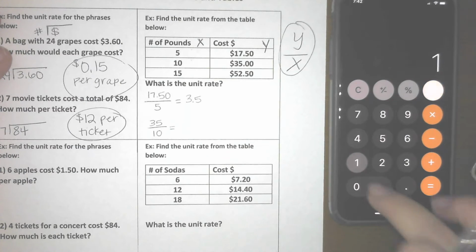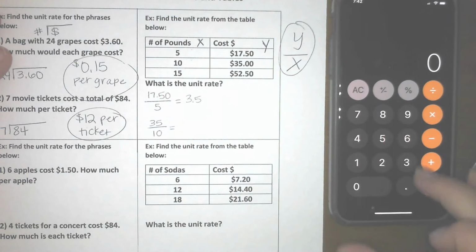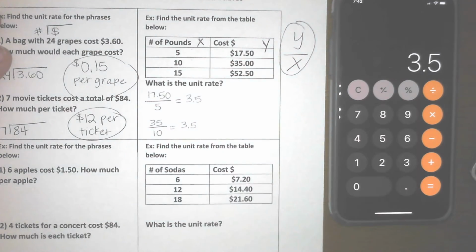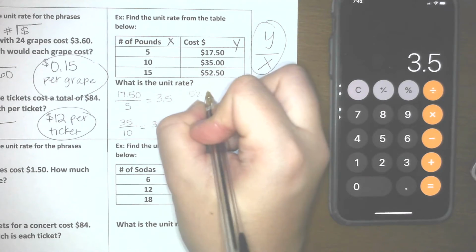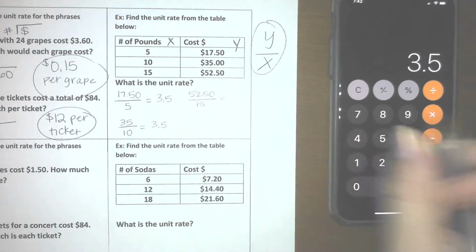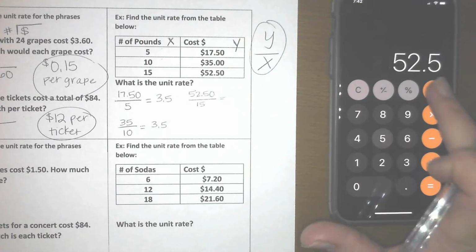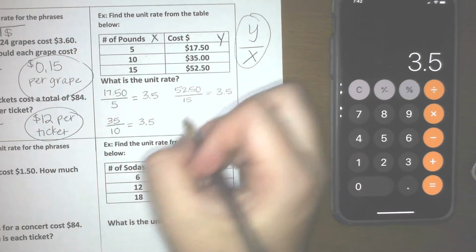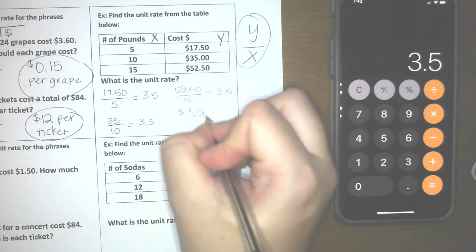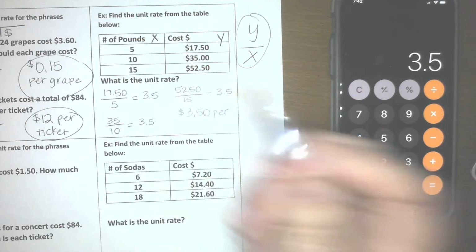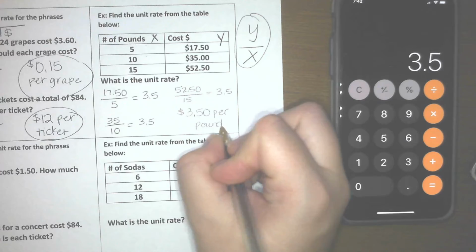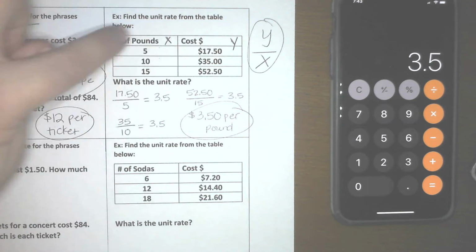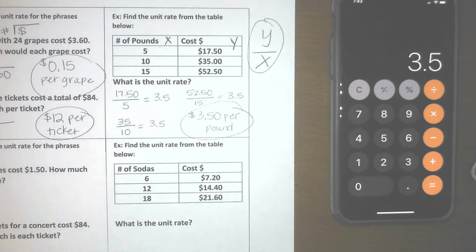And since you have a calculator, this should go pretty fast for you. Sorry, I did it wrong. 35 divided by 10, 3.5. And the last one is 52.50 divided by 15. 3.5. So you don't just say 3.5, you would say that it's $3.50 per pound. And that's all you do for tables. You're just doing your Y value divided by your X value, back and forth, and make sure that you get the same answer every time.